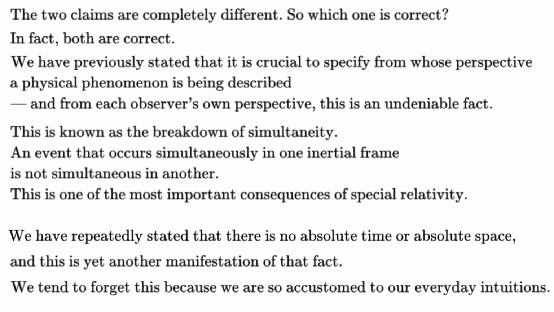We have previously stated that it is crucial to specify from whose perspective a physical phenomenon is being described, and from each observer's own perspective, this is an undeniable fact. This is known as the breakdown of simultaneity. An event that occurs simultaneously in one inertial frame is not simultaneous in another. This is one of the most important consequences of special relativity. We have repeatedly stated that there is no absolute time or absolute space, and this is yet another manifestation of that fact. We tend to forget this because we are so accustomed to our everyday intuitions.